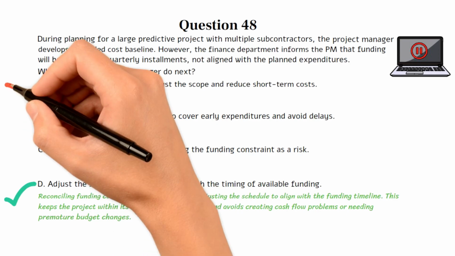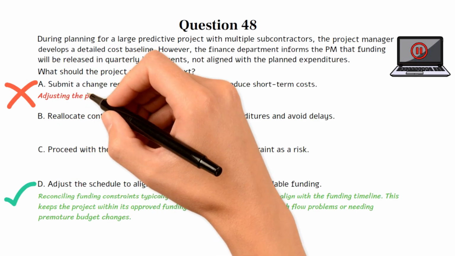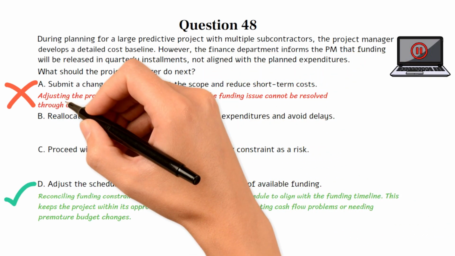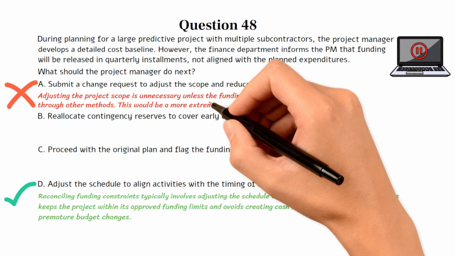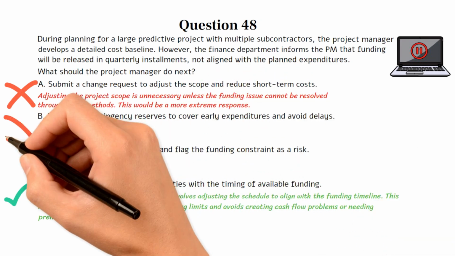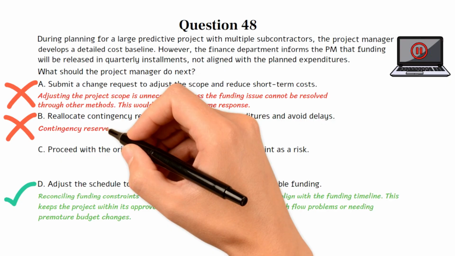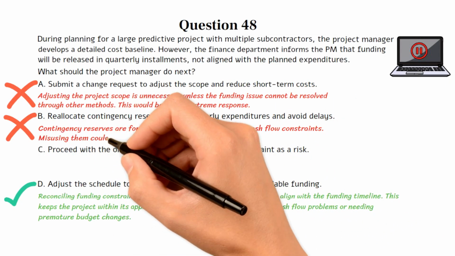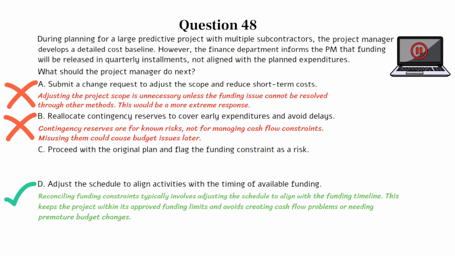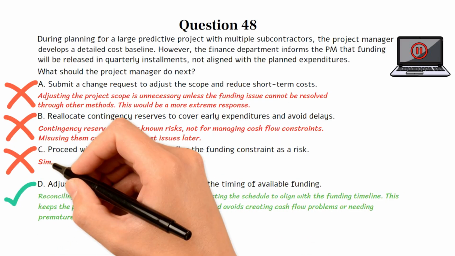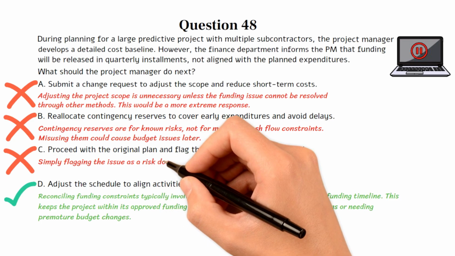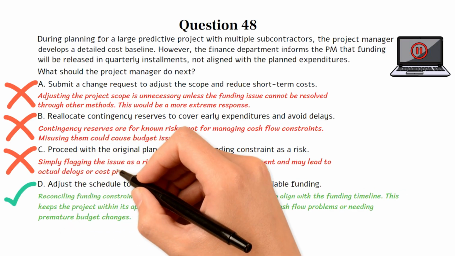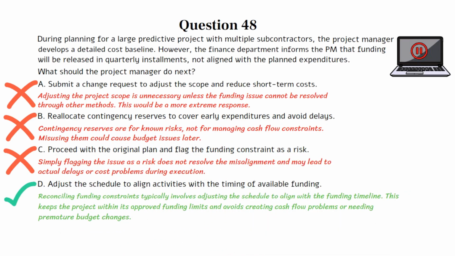changes. Choice A is incorrect. Adjusting the project scope is unnecessary unless the funding issue cannot be resolved through other methods. This would be a more extreme response. Choice B is incorrect. Contingency reserves are for known risks, not for managing cash flow constraints. Misusing them could cause budget issues later. Choice C is incorrect. Simply flagging the issue as a risk does not resolve the misalignment and may lead to actual delays or cost problems during execution.